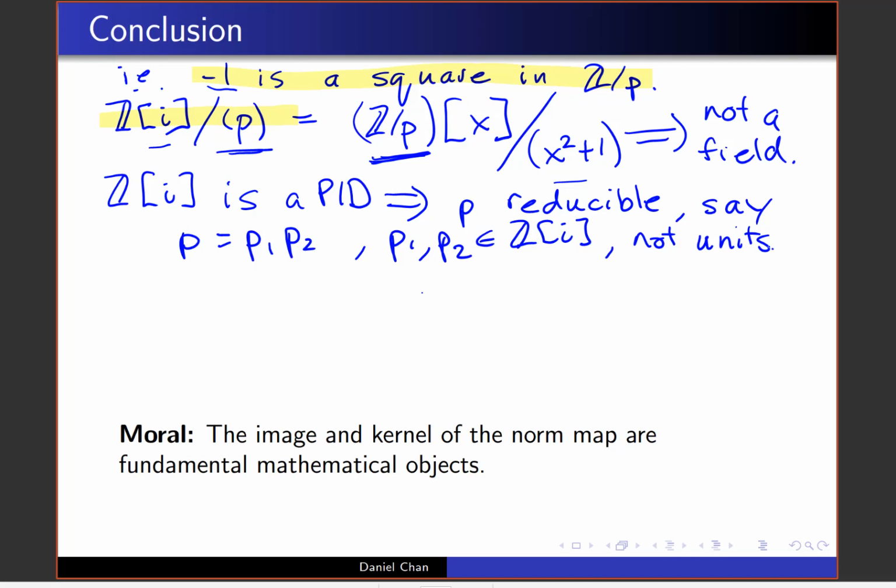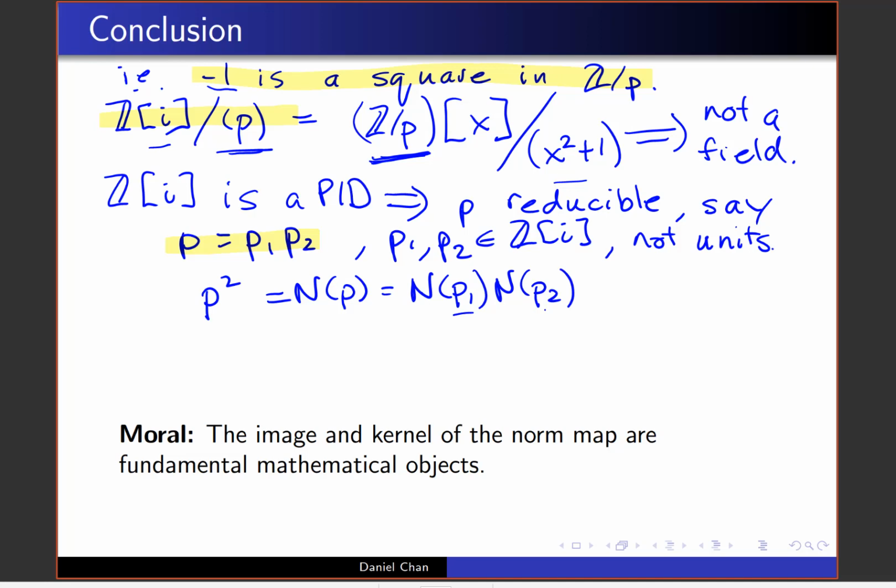Okay, so now we're going to look at this equation here, and we're just going to apply the norm to it. So you have the norm of P is equal to the norm of P1 times P2. Remember, the norm is multiplicative. So what's the norm of P? You've got to multiply P by its conjugate. In this case it's the complex conjugate, but P is real, so this is just P squared.